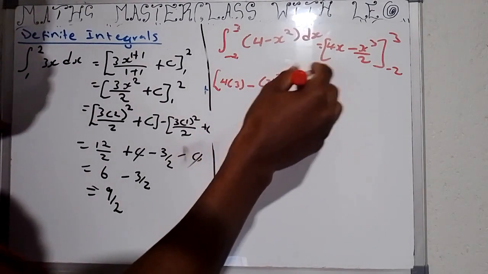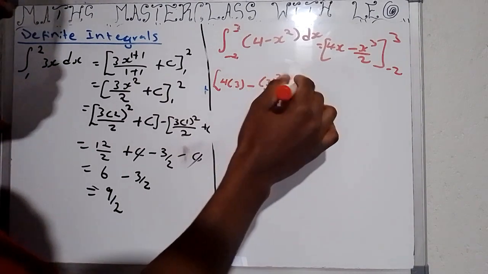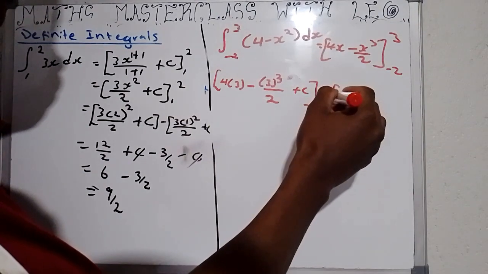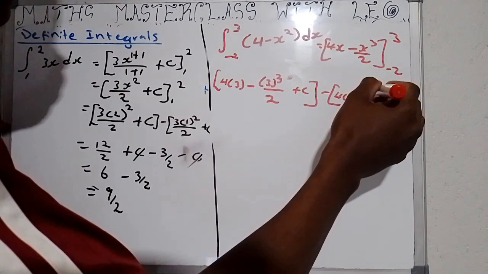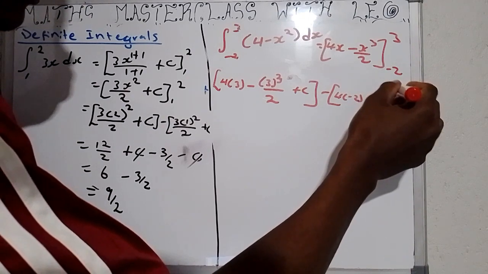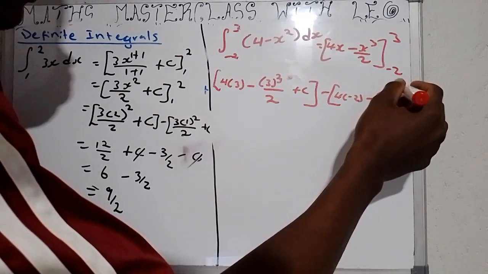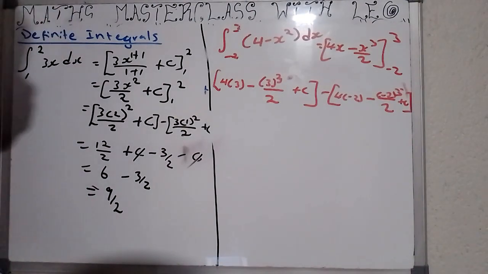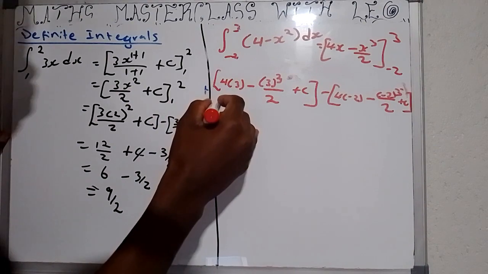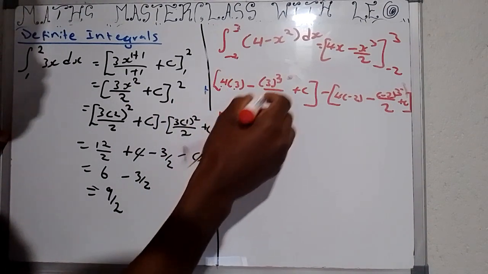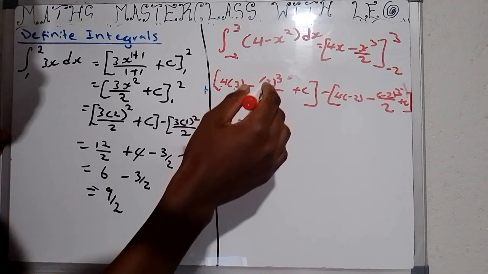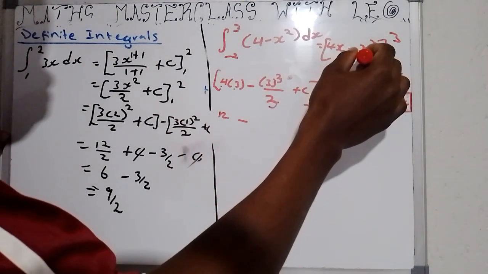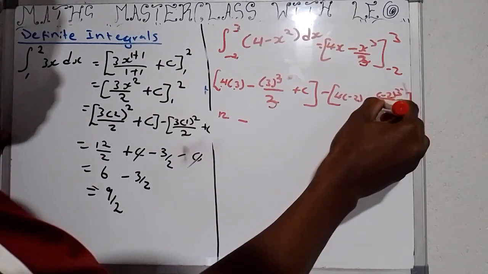Which is going to give me, okay, this is plus c, and then subtract the lower limit, which is 4 into negative 2, minus negative 2 cubed over 3 plus c, right? That is what I'm going to have. So now, when I multiply this and that, it's going to give me 12. This will give me 3 to the power, it's supposed to be 3 here. Why am I writing 2? Sorry, good people, it's supposed to be 3.